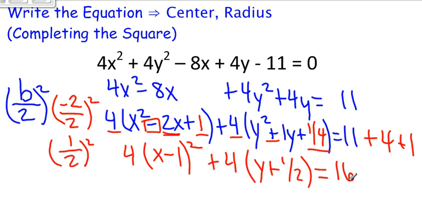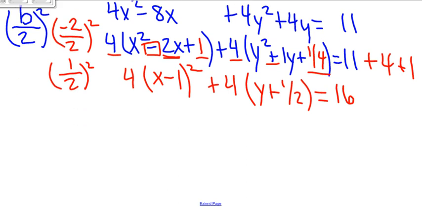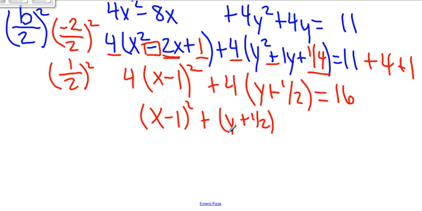Now this is not in perfect form. We need to get rid of those 4s, but it's a factor of both of them, so we're just going to divide everything by 4. So when we do that, we get x minus 1 squared plus y plus 1/2 squared. And 16 divided by 4 is going to be 4. Now we need to identify the center and the radius.